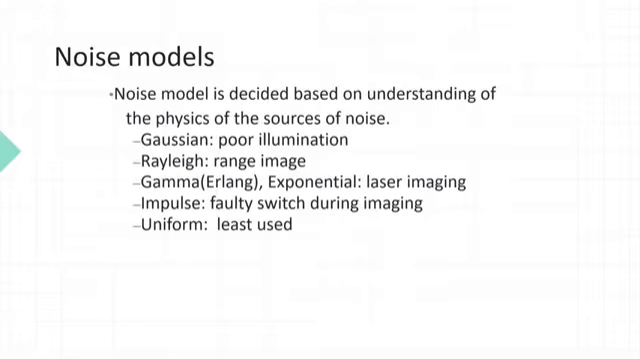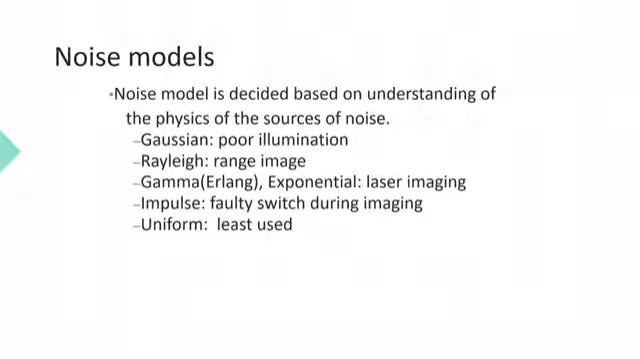Look in the literature. Very first one, Gaussian. This Gaussian leads to poor illumination. If this Gaussian noise is added during the transmission, it will lead to very poor illumination. Whereas if Rayleigh noise is there, the image range might be disturbed. If it is gamma type or exponential type of noise, it is more involved in laser type of imaging. When it comes to impulse, it might give rise to a faulty switch.